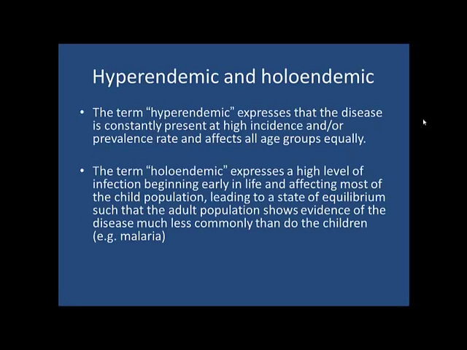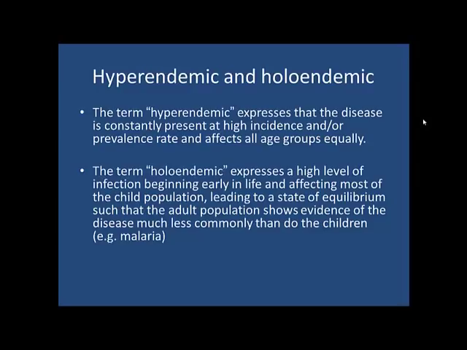Hyperendemic and holoendemic. The term hyperendemic expresses that the disease is constantly present at a high incidence or prevalence rate and affects all ages. So it's slightly different than just a generic endemic, where it's kind of a low level. In a hyperendemic, you get what I would almost call hotspots that are native to that area. A good example of that would be river blindness, onchocerciasis. In areas where there's a high bite rate of the black flies, you might actually get a certain number of hyperendemic spots close to the riverside where the black flies bite and spread the disease.